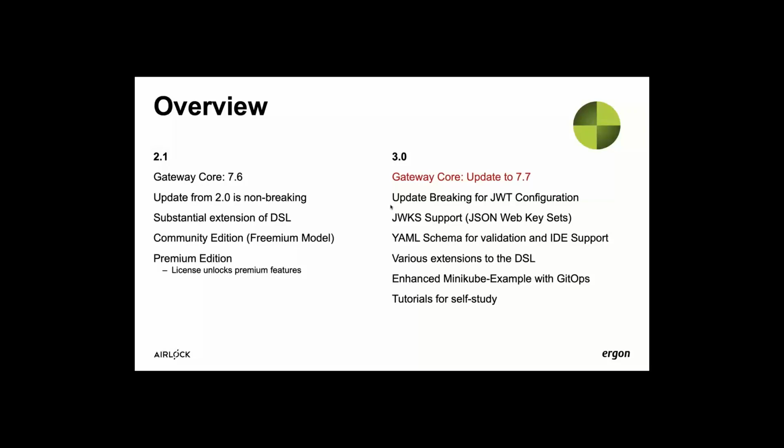And we have added a YAML schema for validation of the configuration file. That's also nice for IDE support. So the developer environment can import these schemas and then support you in creating a valid configuration for the microgateway. And again, we have various extensions to the DSL. We have extended also the Minikube example, which you will see in the third part during the demo. And we have added tutorials for self-study to the manual.